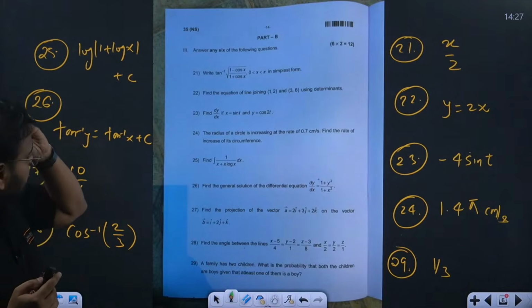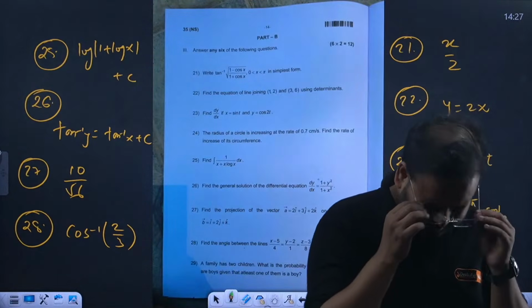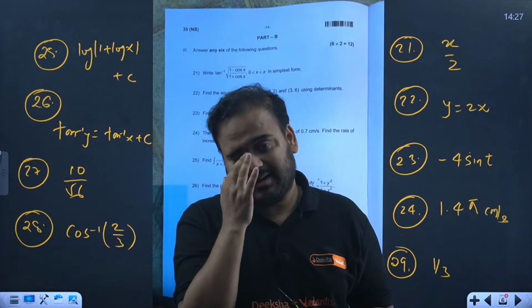I wrote 2 in place of x by 2. You'll get it wrong. It's a 2 marker. The answer carries 1 mark and you lost that.